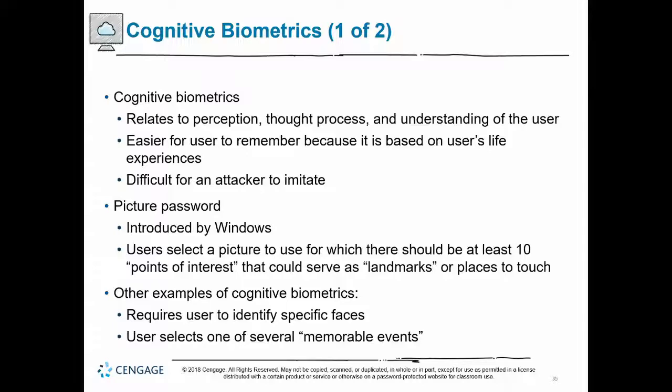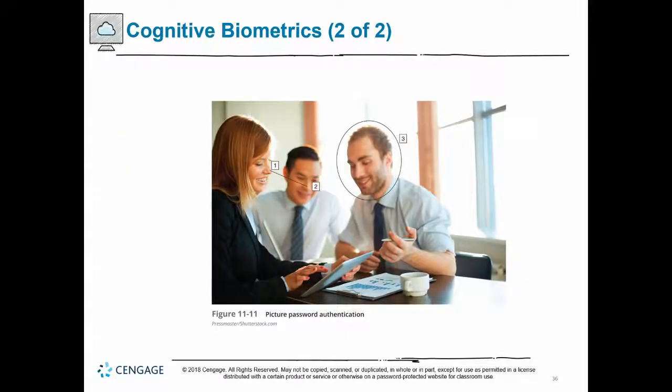Other examples of cognitive biometrics require users to identify specific faces. Another one is where the user selects one of several memorable events. Something you know, right?